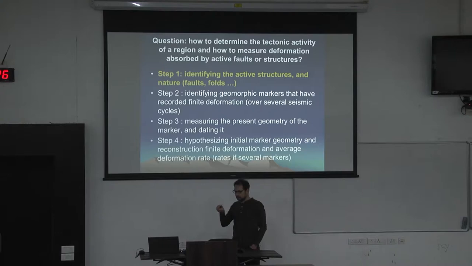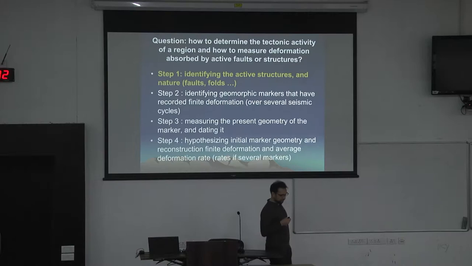Second step, once you have identified your zone of activity, is to identify the potential geomorphic markers that are recording the displacement. It will be useful, in particular, first qualitatively to define the sense of motion, and then to document the slip rate on this active fault. And to document the slip rate, we need to go to step three: to measure the present geometry of the marker and date it. And finally, to get the deformation in step four, we will need to make a hypothesis on the initial geometry of the marker to get the deformation between the initial stage and the final stage, being the present one.